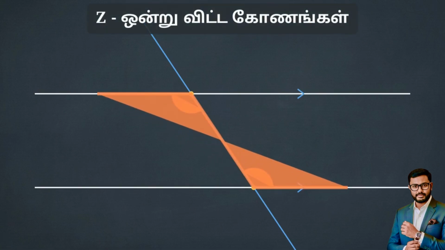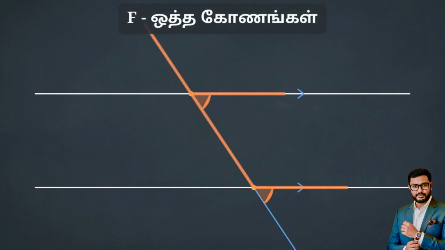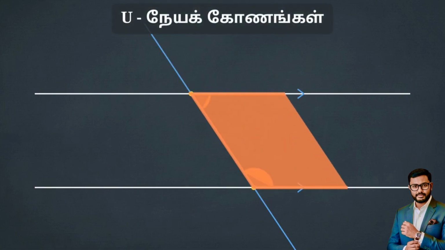The Z shape identifies alternate angles. The F shape shows corresponding angles. The U shape indicates allied angles.